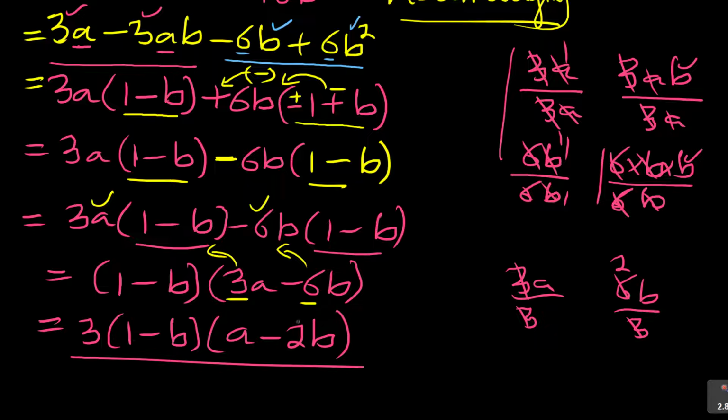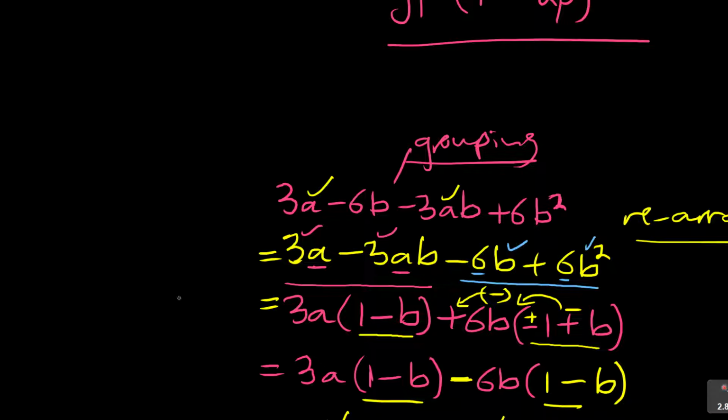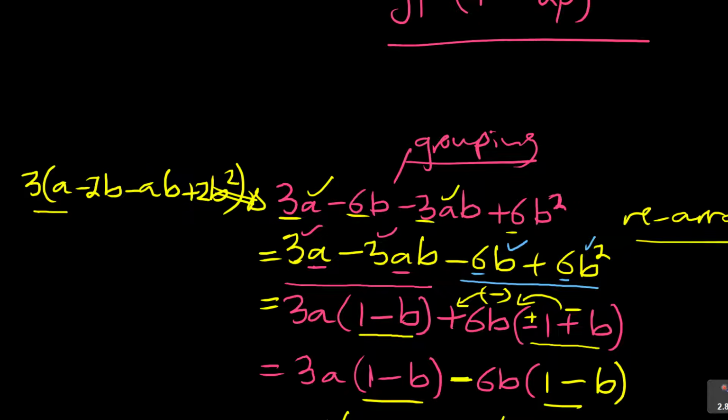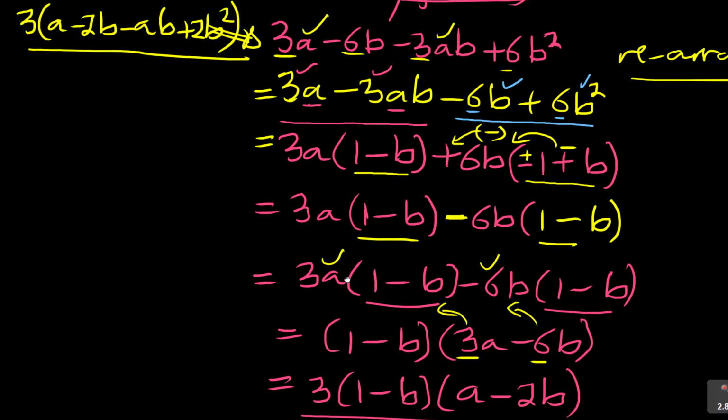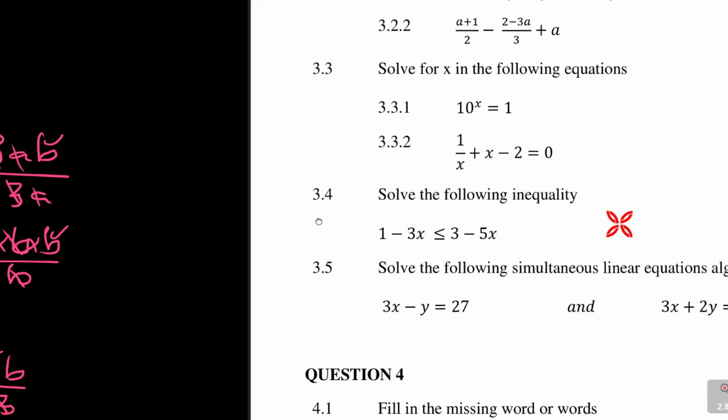Then this becomes the answer. Someone can argue and say, couldn't you have done it here where you're supposed to take out the common number? Yes, you can take out the 3 already here to say 3 bracket. You divide by 3, you're left with a minus 2b minus ab plus 2b squared. It was still going to be fine to take out 3 first, but I chose to take out 3 at the end. So that will give you your 3 marks. Alright.